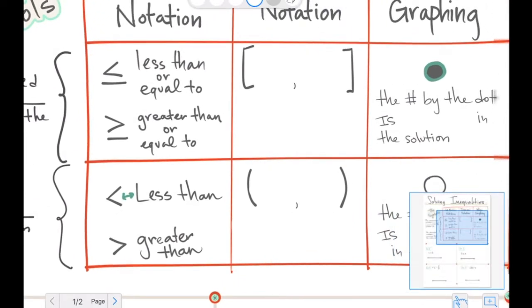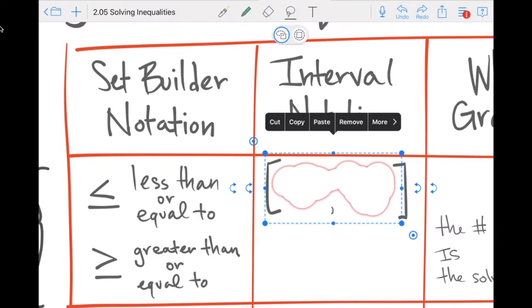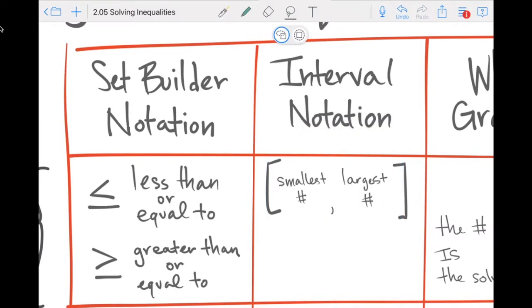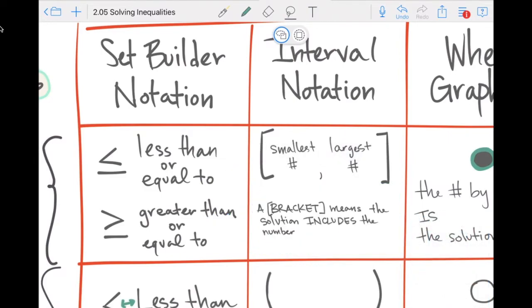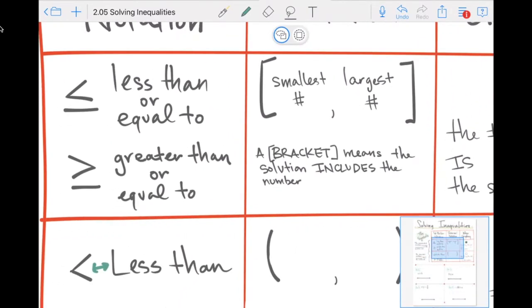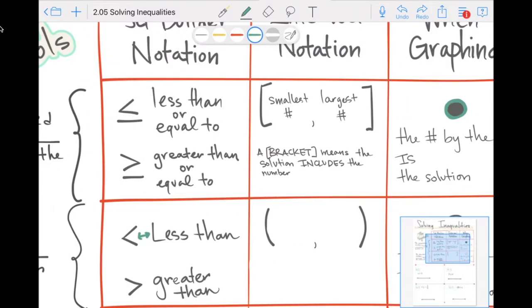So now let's go on to interval notation. So what you're going to have are brackets or parentheses or a combination of both. And inside those brackets or parentheses or a combination, you're going to have two numbers. The smallest number that's associated with the solution and the largest number that's associated with the solution. And then the bracket means that the solution includes the number that's next to the bracket. So if the smallest number was a 5 and it had a bracket next to it, it would mean that the solution equals 5 as well as being larger than 5. And we'll do some examples of that in just a minute.